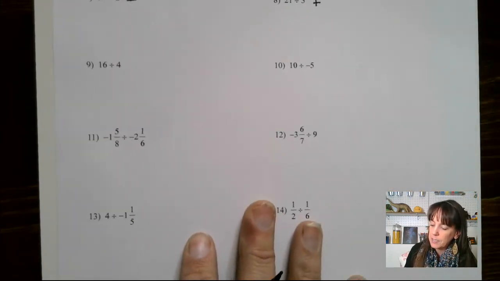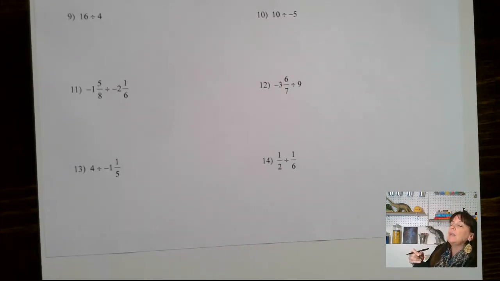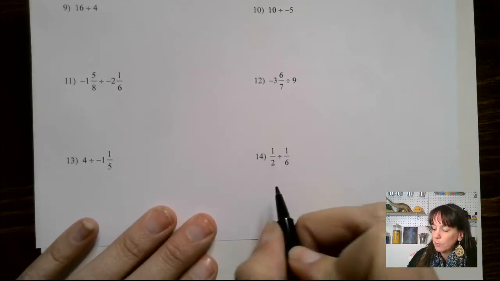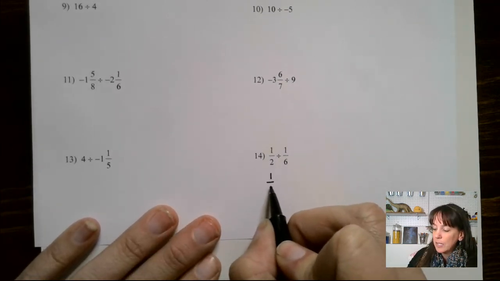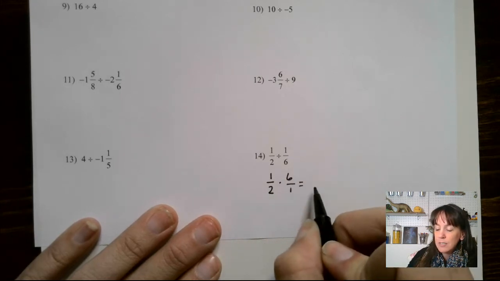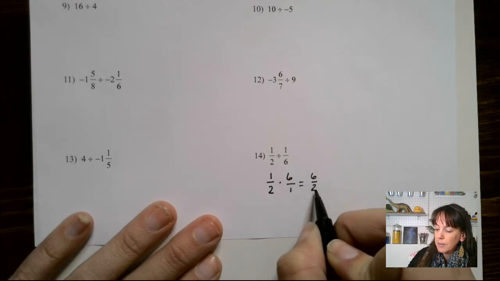All right, let's talk about some fractions here. Remember, we never divide fractions. We multiply by the reciprocal. So like in the case down here, 1/2 divided by 1/6, we get 1/2 times 6 over 1. Multiply straight across the top, straight across the bottom. You get 6 over 2, and 6 divided by 2 gives us 3.